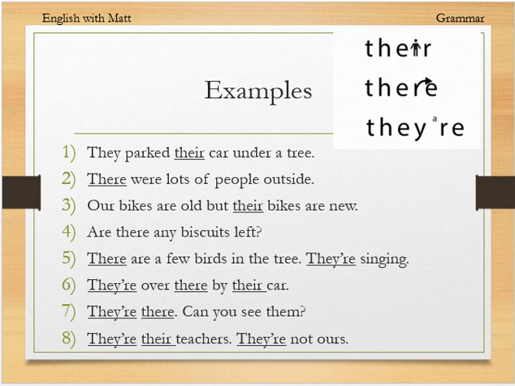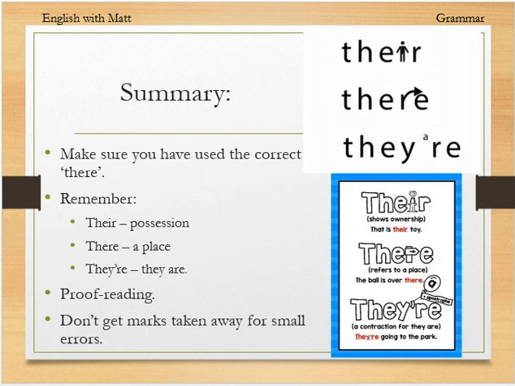So it's important then for written accuracy that you don't get confused and you do try at least to use the correct version. So in summary, from this relatively short video, make sure you have used the correct version of there. Remember that IR means possession, RE means a place, and apostrophe RE means they are. This is why it's important, particularly for any kind of writing question for an exam, that you proofread, spend at least 5 minutes proofreading your work, trying to get rid of as many small inaccuracies like this as possible.